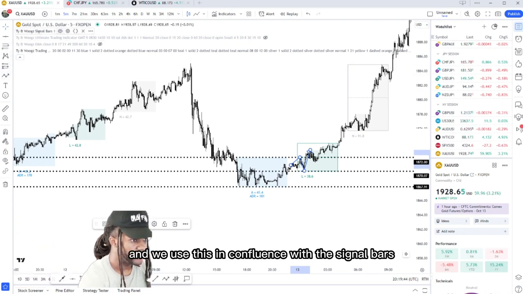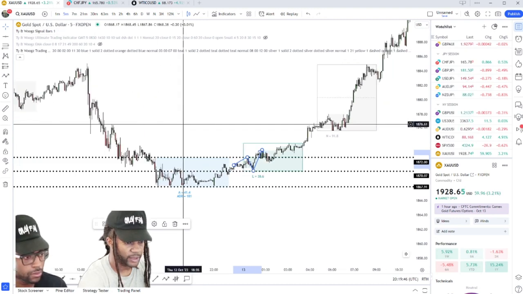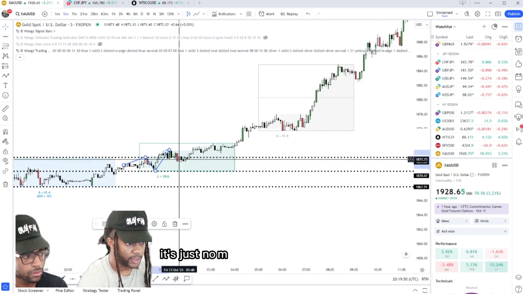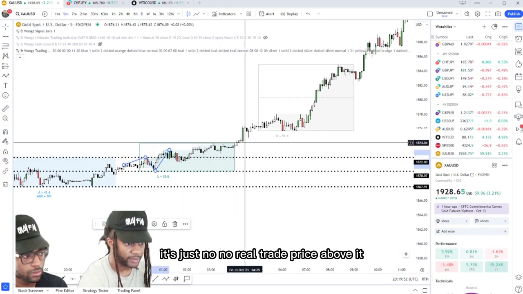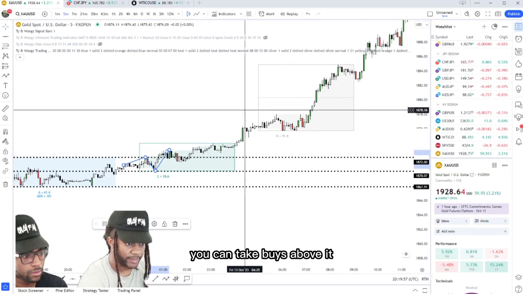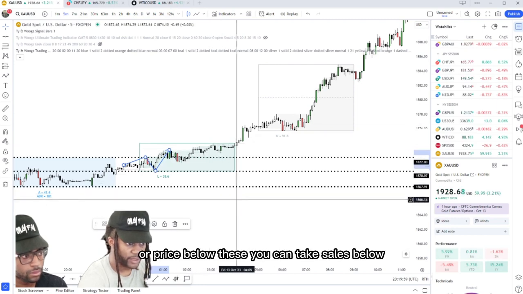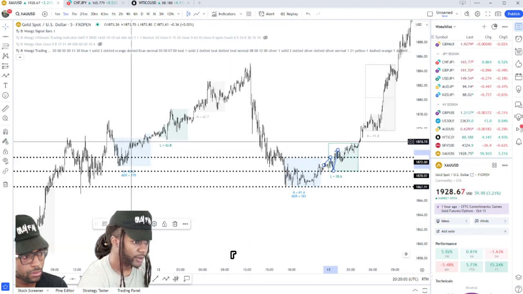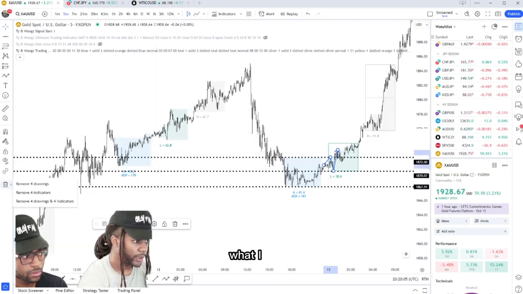And we'll use this in confluence with the signal bars and everything. So we'll see where we're at, support, resistance. If price is just above it, there's no real trade. And then we come in around New York session. But as long as price is above it, you can take buys above it. When price is below these, you can take sells below. So I'll show you right here on another day what I mean.